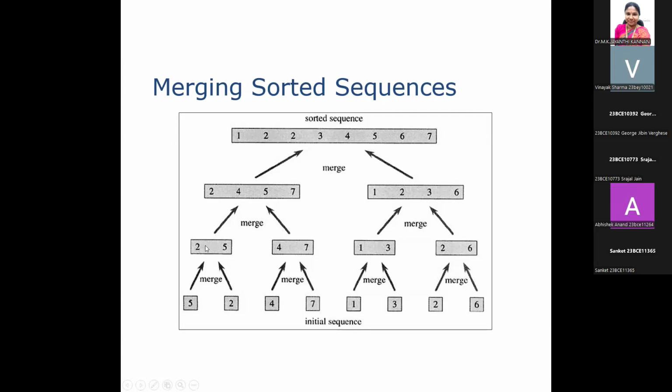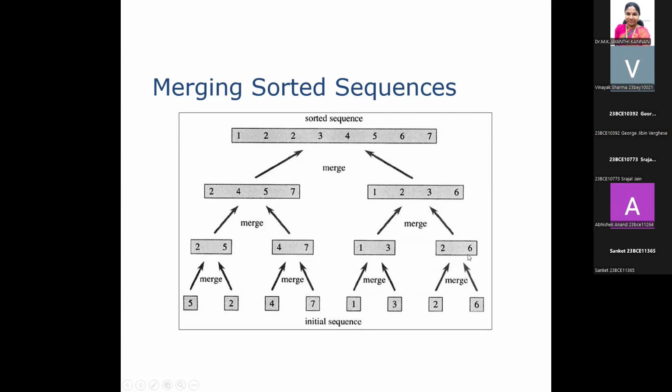When we merge these two, at that time itself we are comparing 2 with 4. 2 is small, 4 is big, so we are keeping it as it is, 2 and 4. Then again 5 is compared with 4 and 7. 5 is greater, we are keeping it as it is. And 7 is greater than 5, so we are keeping it next. So these two subarrays are merged, then sorted.